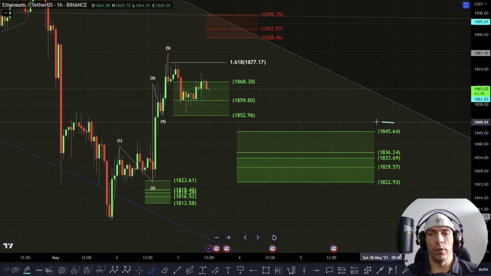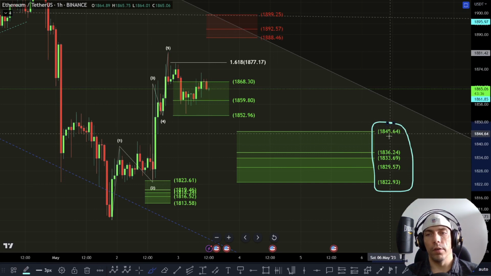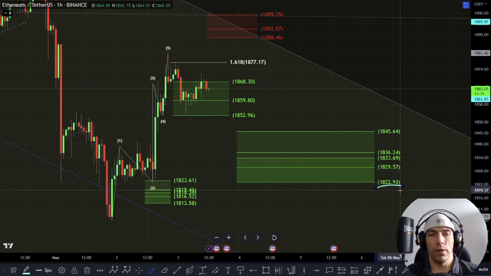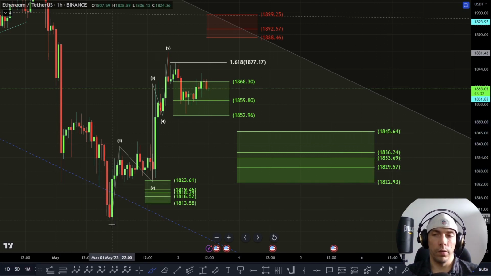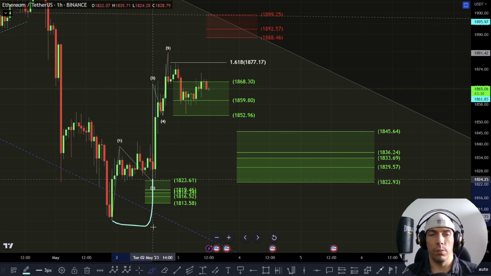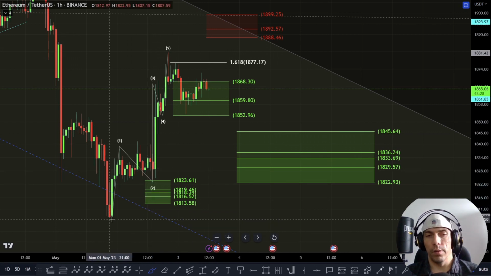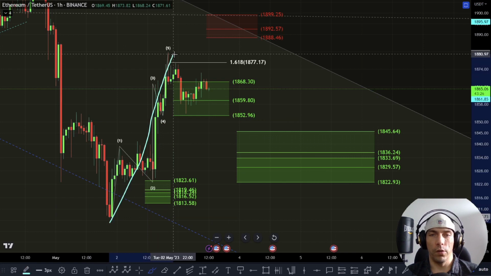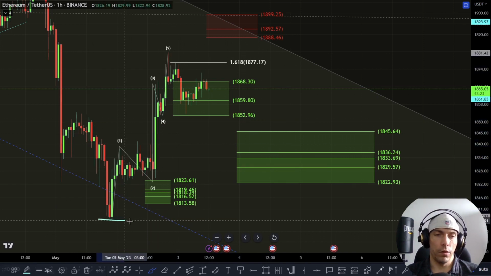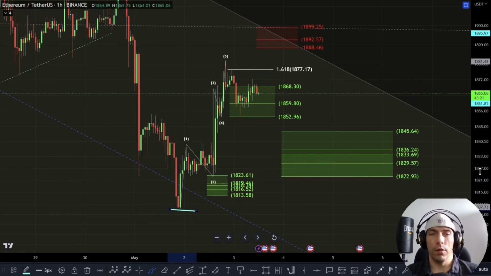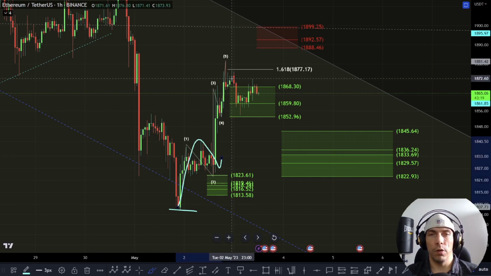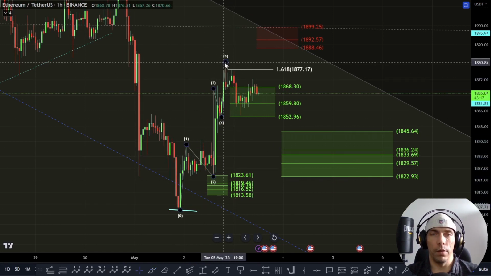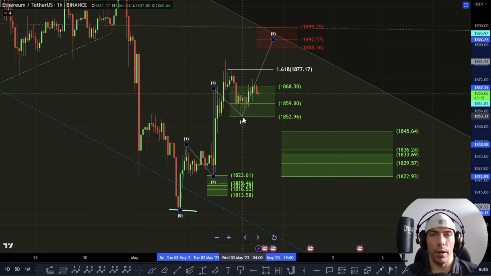And then we could look for this lower target range of this 1845 to this 1822, holding above this zone of this 1806, which would be this low here, which basically gives us the potential for continuation up. But once we start to lose this, we'd have to treat this differently, because ideally what I want to see is a fourth wave play out here, and then a fifth wave to the upside.